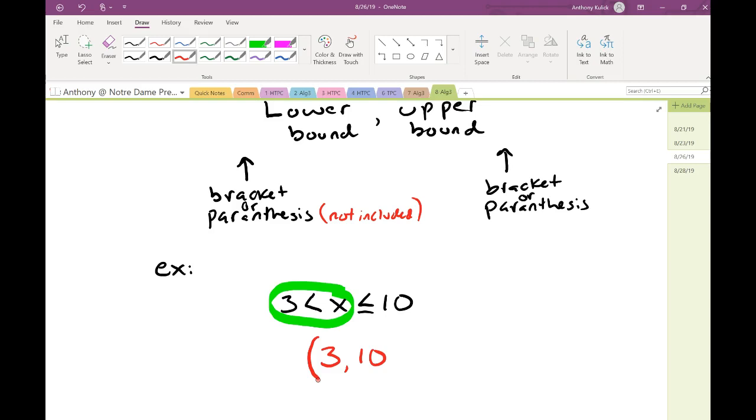Which is what this inequality states, right? Is everybody okay with that idea? Yes. Okay. So now let's look at the upper bound then.